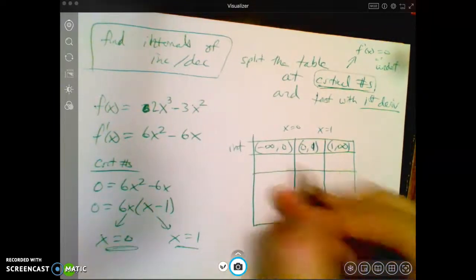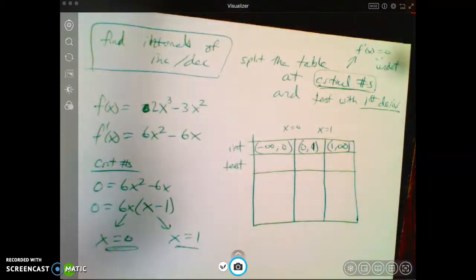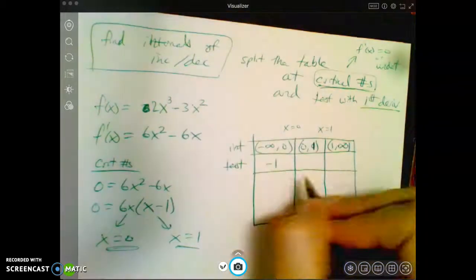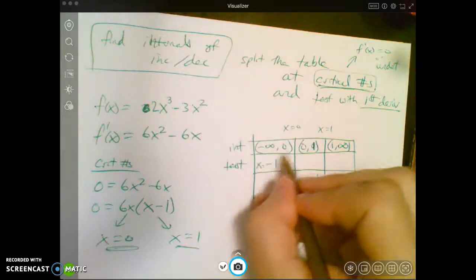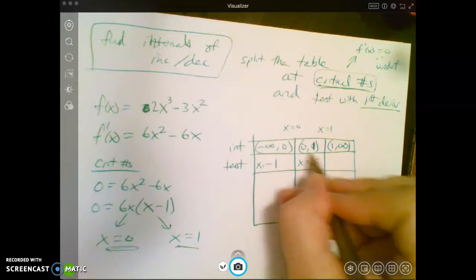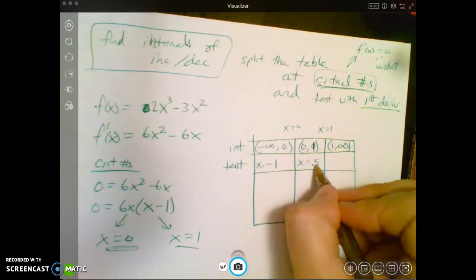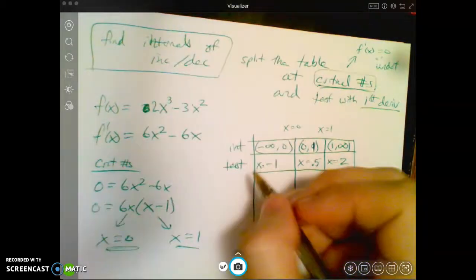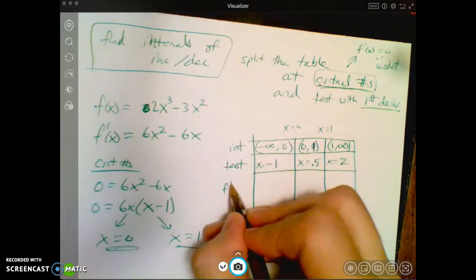So on this, I want to test certain points. I can pick any point on this interval. So how about -1 for x? Because it's the smallest one. Here it's going to get irritating. You have to pick a decimal because between 0 and 1 there's not any whole numbers, so I pick that. And here I'm going to pick the smallest number I can, just to make life easier on myself.